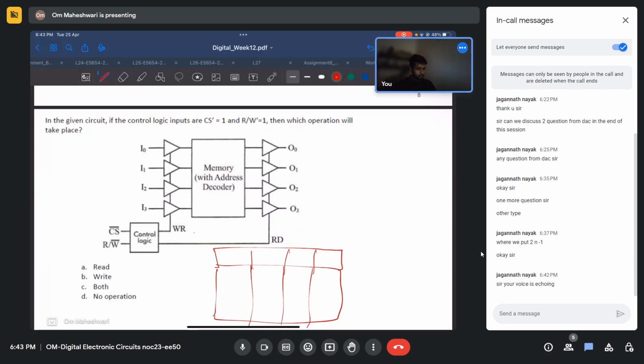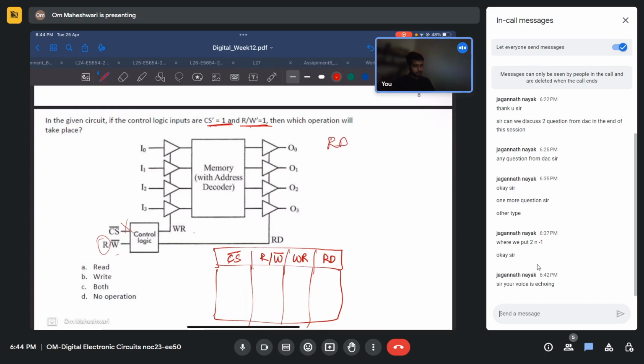Okay, so we have two inputs, CS bar and R/W bar, and two outputs, write or read. It is asked: if CS bar is 1 and R/W bar is 1, what will be the output, read or write? It is simple to look at. If CS bar is 1, that means this will not work, and if it is 1, then read will happen. So the answer would be read. But let us see how it goes.